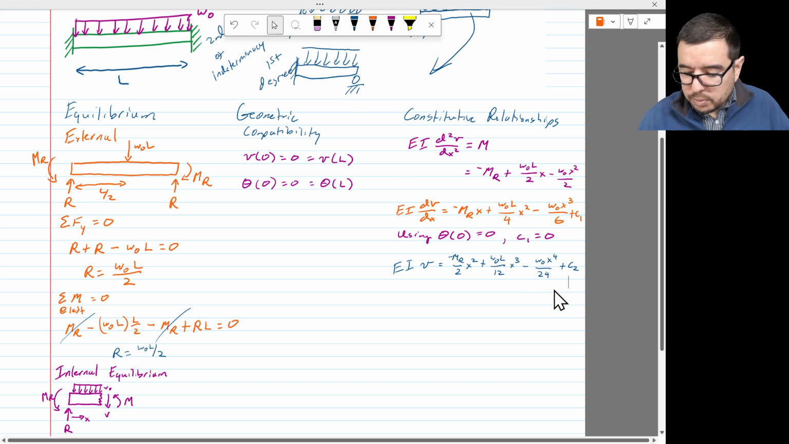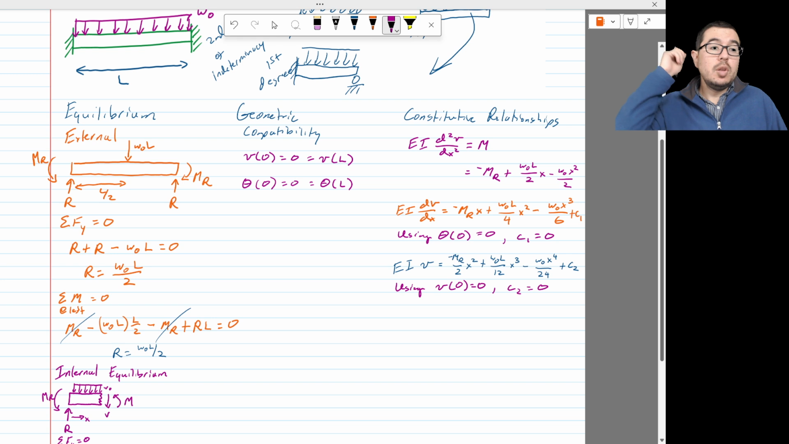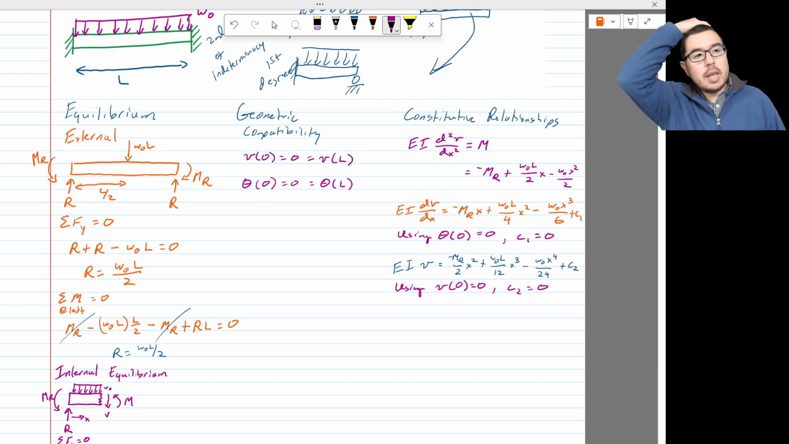Well, what boundary condition could we use here? Let's see. We can once again say, using something that we have here, the v of 0 equal to 0, oh, that means that C2 is also going to be equal to 0. So using v of 0 equal to 0, we can say that C2 is also equal to 0. Well, this is quite nice.